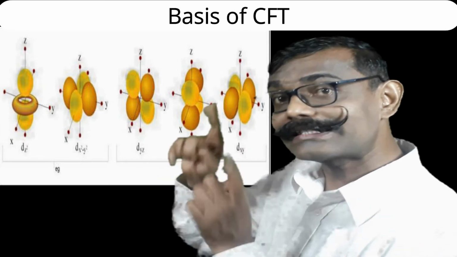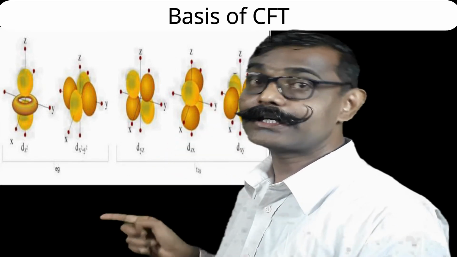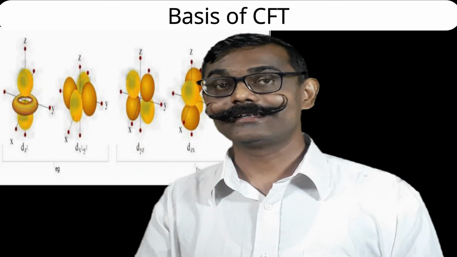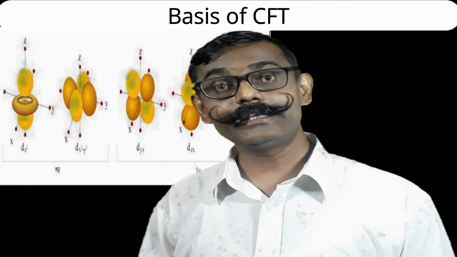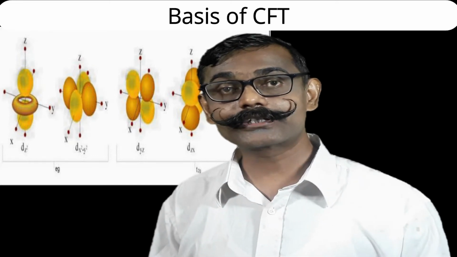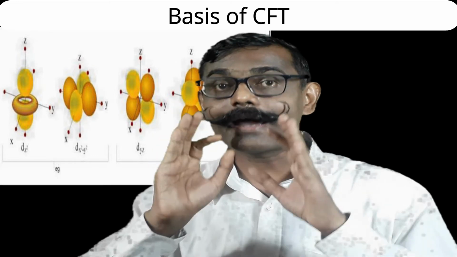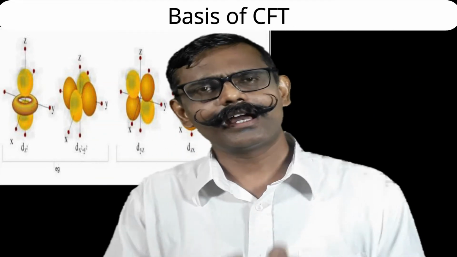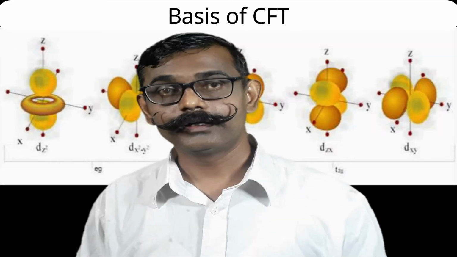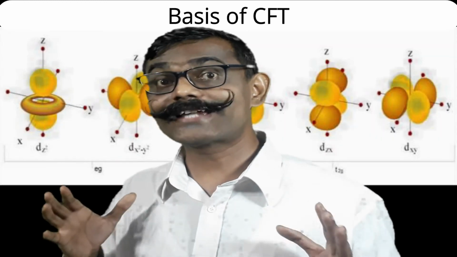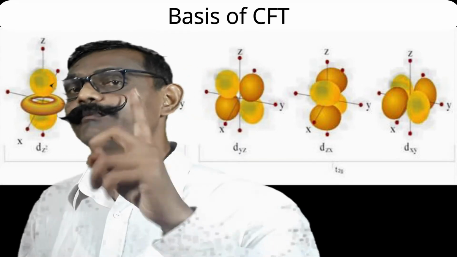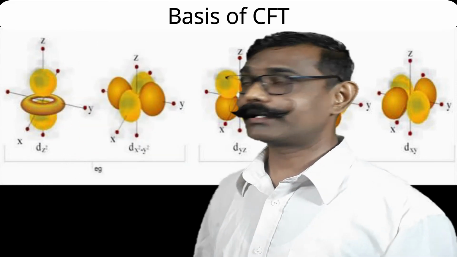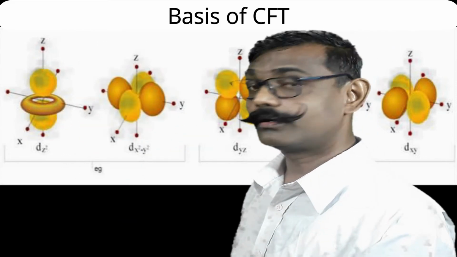What are you finding? The last three orbitals, dxy, dxz, dyz, are in between axes. And the first two orbitals, dx square minus y square and dz square, are along the axis. For dz square, the majority contribution is along the z axis and partly along x and y. dx square minus y square is completely along the x and y axis. dyz is in between y and z, dxz between x and z, dxy between x and y. That's the understanding of these orbitals.